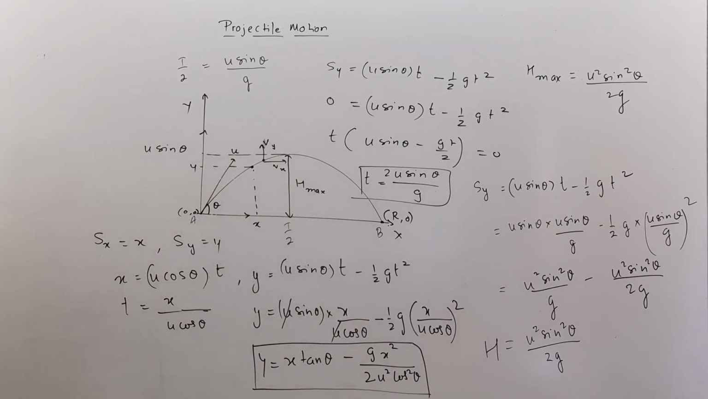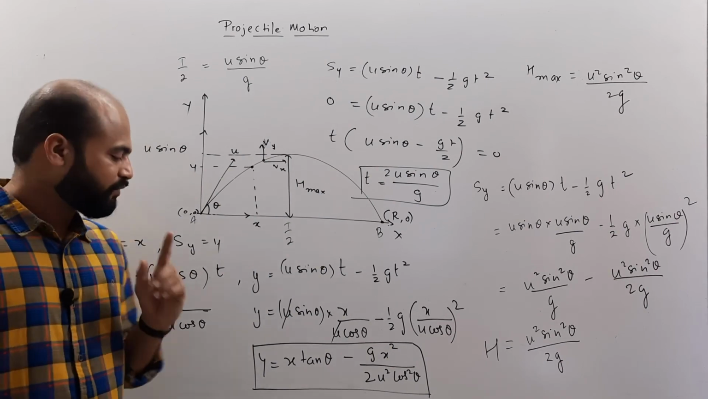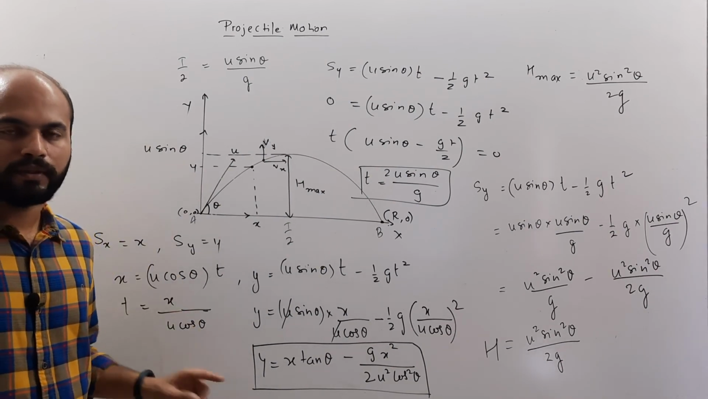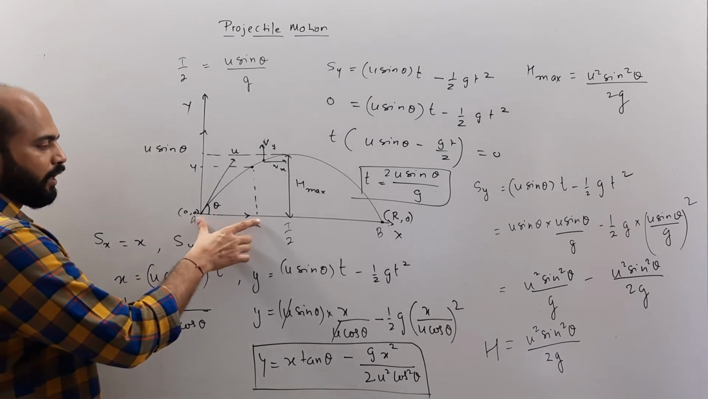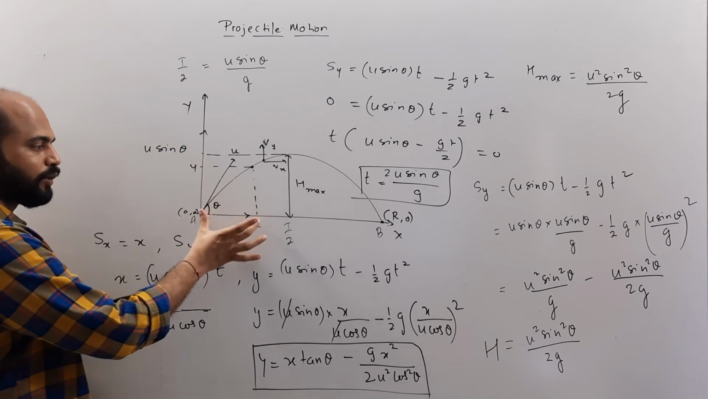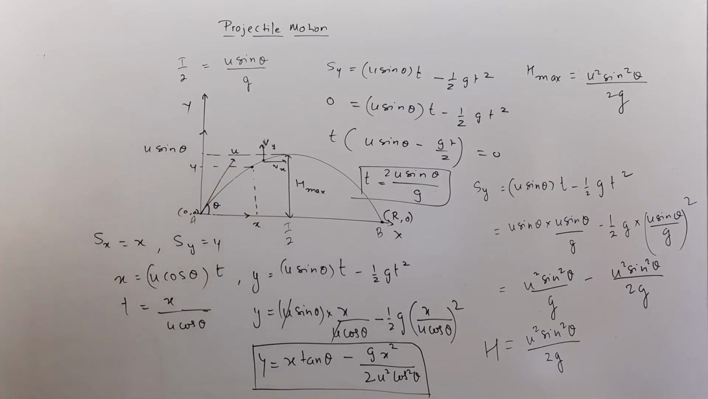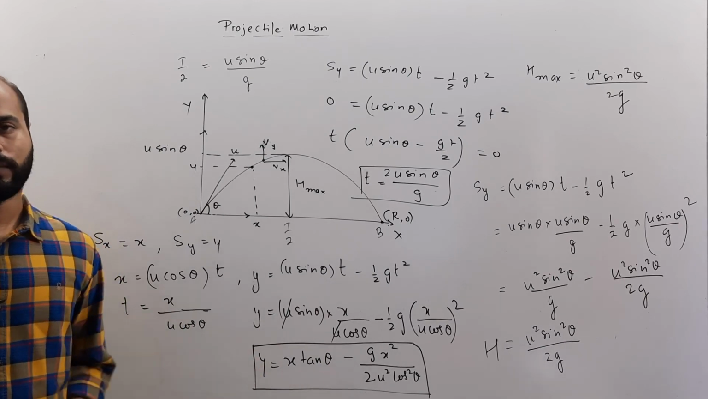Now what is the use of equation of trajectory? Given a particular x, we can definitely find y at that point of time. That is the use of this equation. So if I tell you that this particular x I want, what is the y corresponding to this x? If you want to find that, then you can of course use this equation. This is called equation of trajectory.